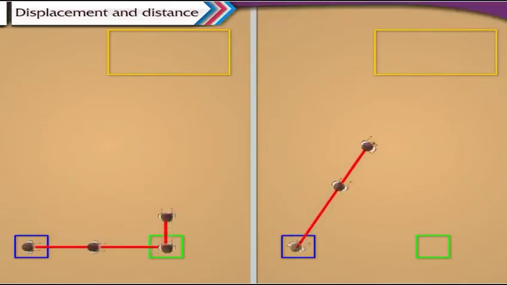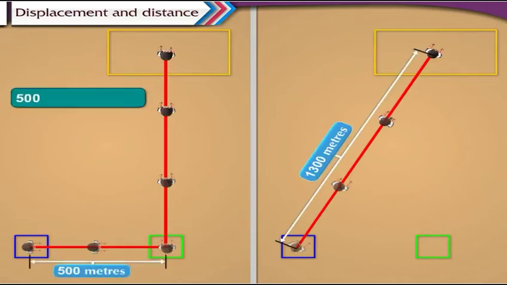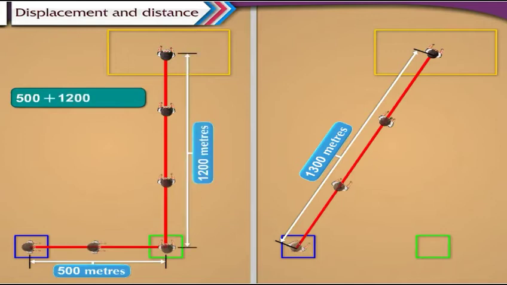This is because Prashant has to cover a distance of only 1,300 meters, while Sheetal has to cover a distance of 500 meters plus 1,200 meters. In all, she covered a distance of 1,700 meters. Thus, she required more time than Prashant to reach school.